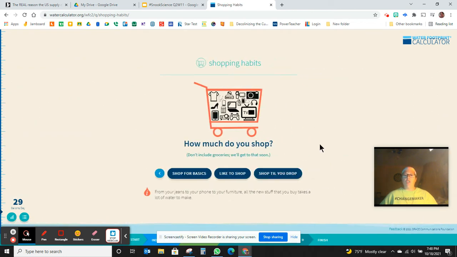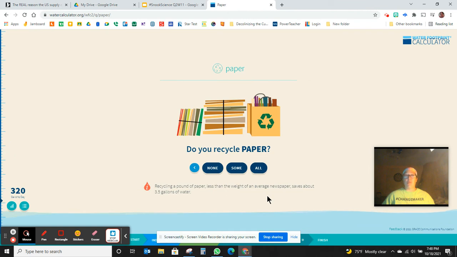How much do I shop? So I don't, but we have to have food. It says don't include groceries. So this is like, do I shop for clothes? Do I shop for things? And I don't really. So I'll just say shop for basics like shampoo, toilet paper, that sort of thing.